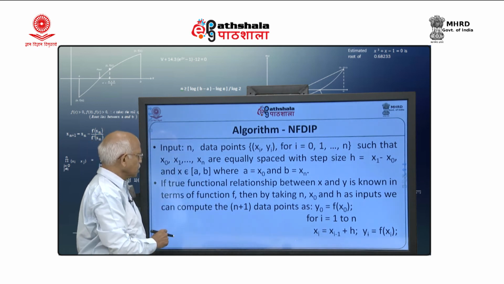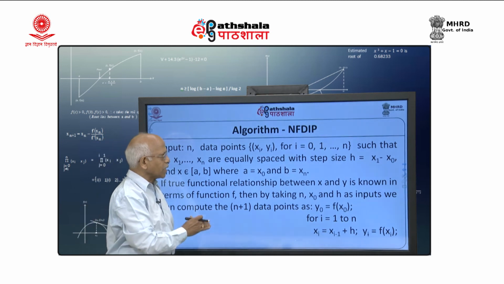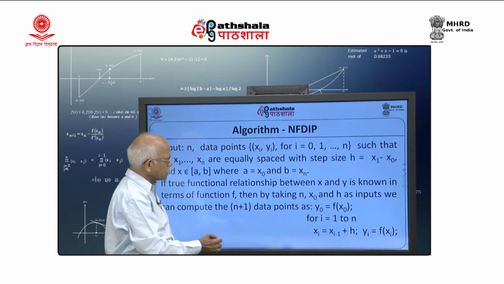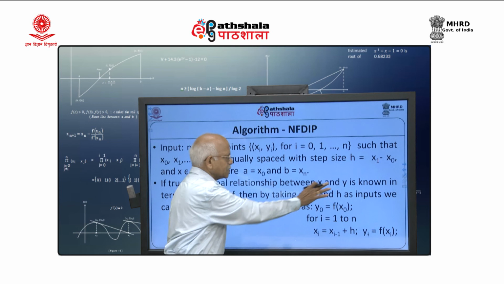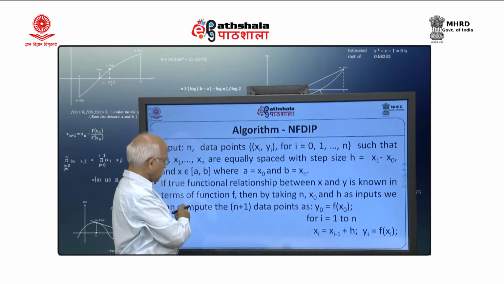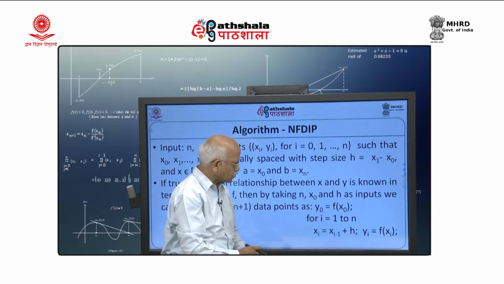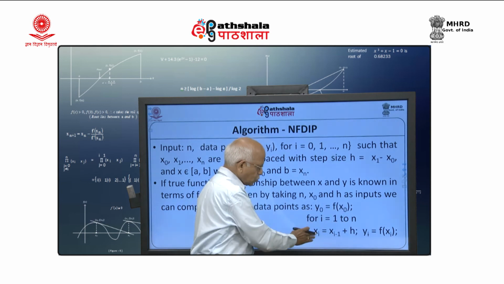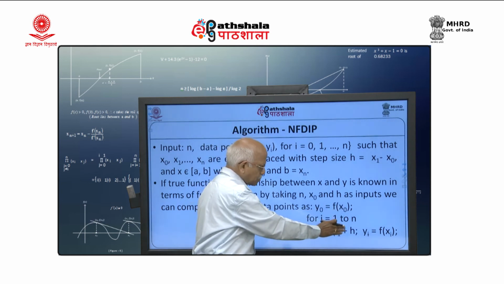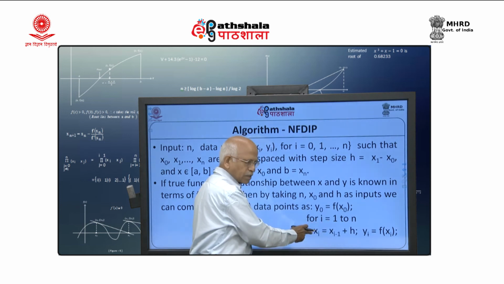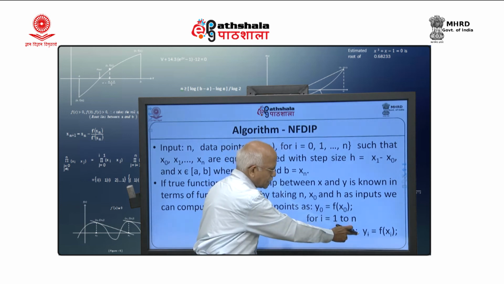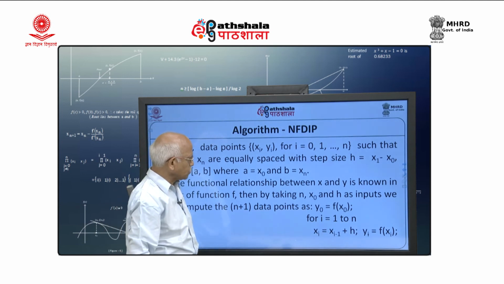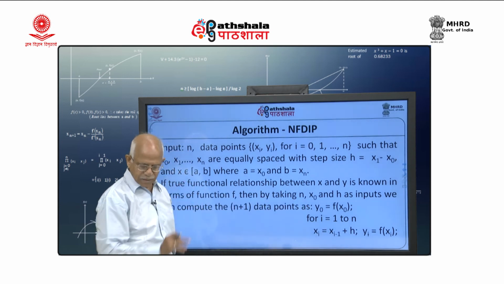value. If the true functional relationship between x and y is known in terms of a function f, then we can get only n, x0 and h as input, and we can compute the n plus 1 data points using this kind of for loop. For example, y0 will be equal to f(x0), and for i equal to 1 to n, we compute x_i as x_{i-1} plus h. So, iteratively we generate the arguments, and then you evaluate y_i as the function value at x_i. So, that we can do, provided we know the functional relationship between y and x.